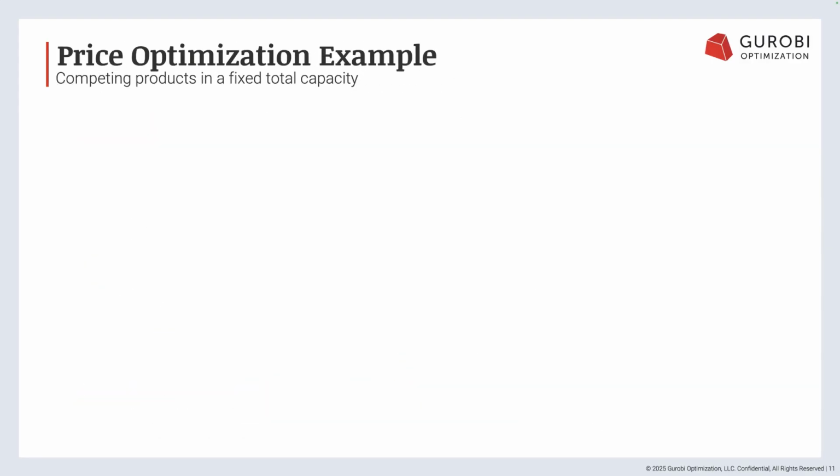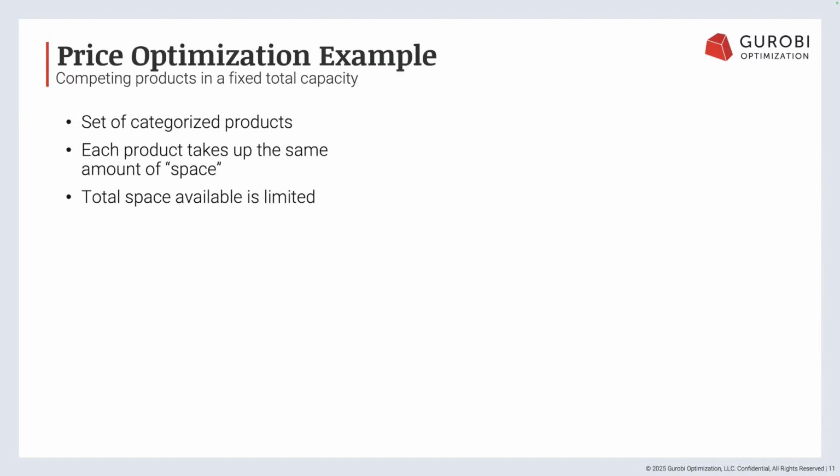So I'm going to give a little bit of background before we dive into a notebook about this, so I don't have to churn through all the text of the notebook, and we can dive right into the code right away. So we're going to talk about a price optimization example. We're talking about competing products with a fixed total capacity.